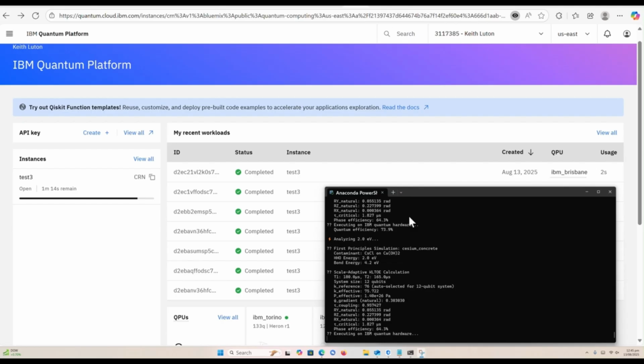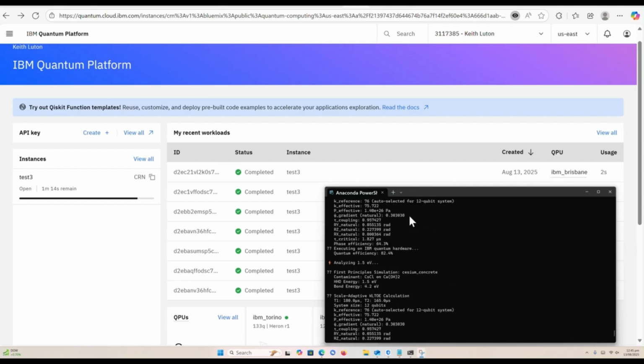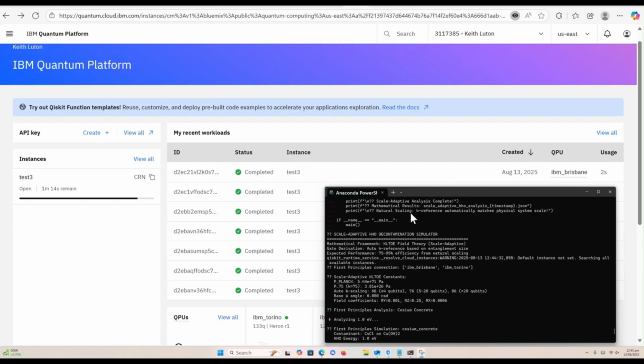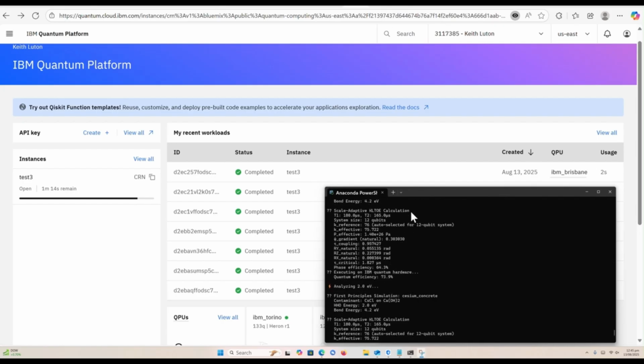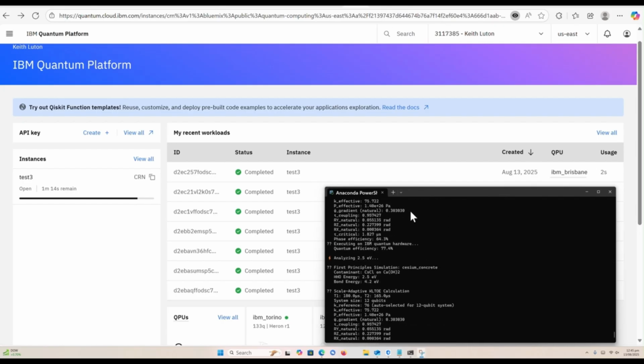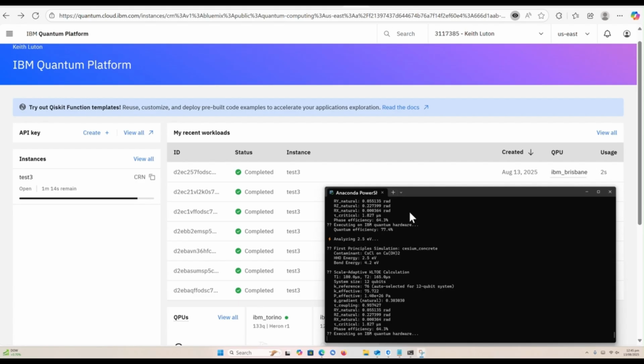laws of physics. Here, we select a contamination scenario, for example, cesium chloride on concrete, a common byproduct in nuclear decommissioning. The simulator knows the chemical bond strength, the molecular masses, and the surface geometry before it even starts. Next, the system automatically chooses the correct physical scale: atomic, molecular, or mesoscopic, and locks in the exact equations for that scale. This is where the math becomes revolutionary.